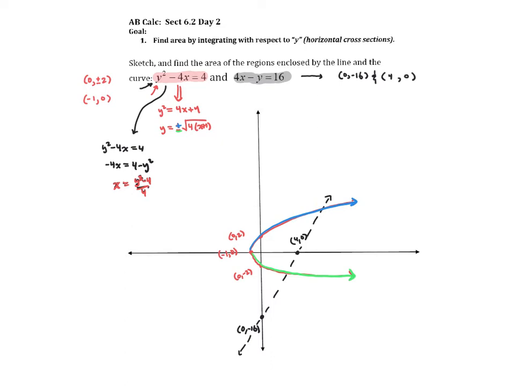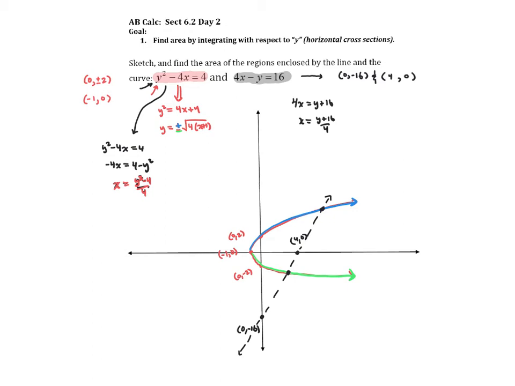Okay, and then on the other side, for the black, I'm just going to solve for x here. So I would have 4x equals y plus 16, and therefore x equals (y plus 16) over 4. Okay, now why did I do that? I did that so I could find these limits here.